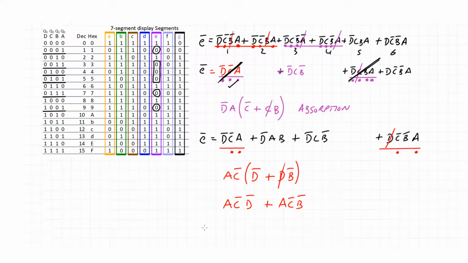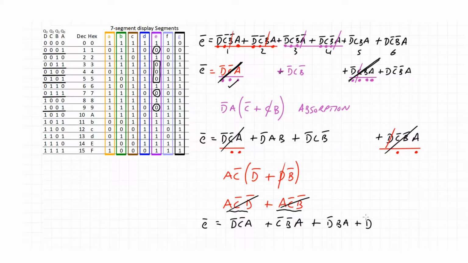So not E is equal to... I just got rid of those two from the absorption law and replaced them. Not C, not B, A. Cross them off when you've accounted for them. Not D, B, A, or not D, C, not B. And that is not E. So the segment E, when we put it through a NOR gate, that's the expression that we'll use.